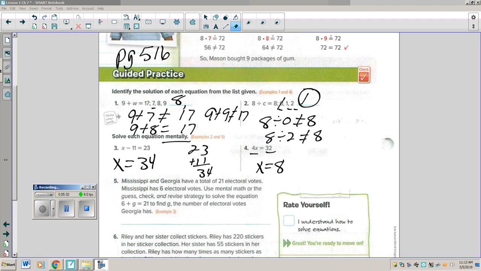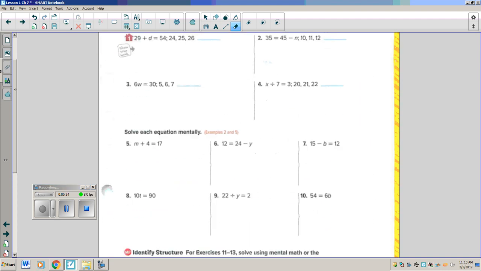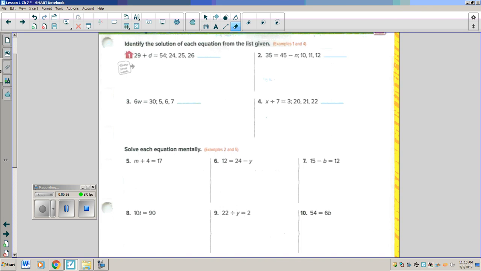And that's about it for lesson 1. It's pretty straightforward. Your assignment is page 517. That's enough for this lesson. Shouldn't be too hard. Just remember to do all 3 and then write the numbers that make the equation true. All right, so that's lesson 1.